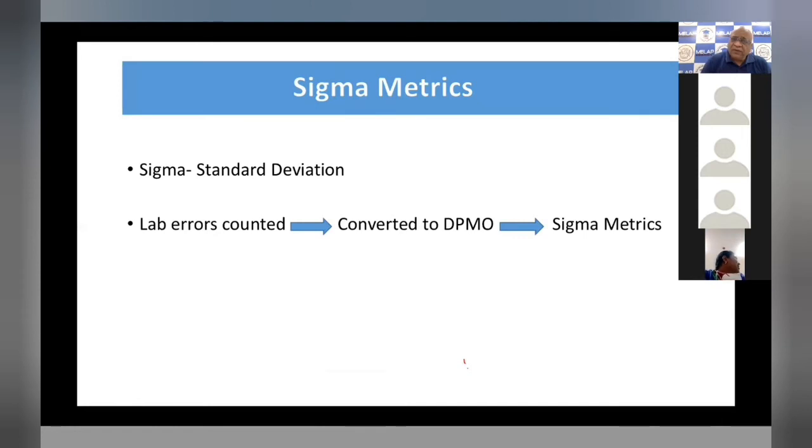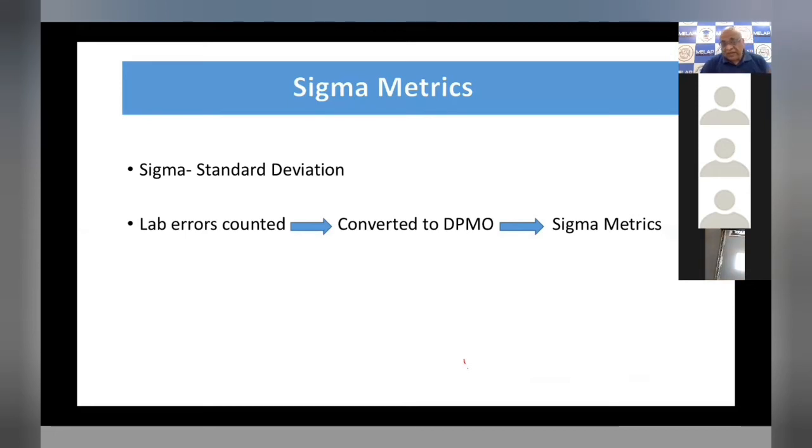When we talk about sigma matrix, what is sigma? Sigma is a symbol used for standard deviation. 1 sigma, 2 sigma, 3 sigma. And when we apply the 6 sigma, what happens? Whatever activity we are using, we count the number of errors observed in that activity in a particular time period. We count those errors. Then we convert these to defects per million opportunities.